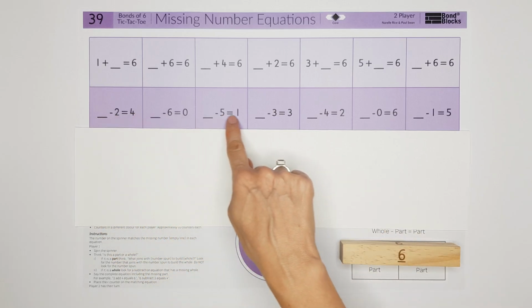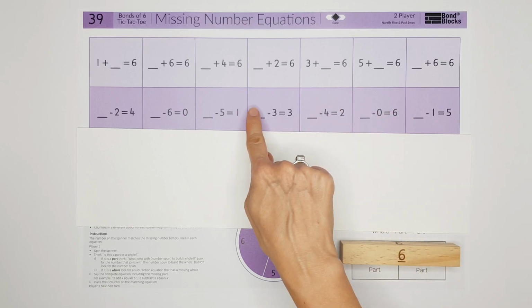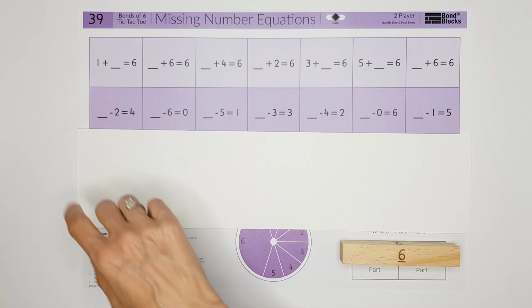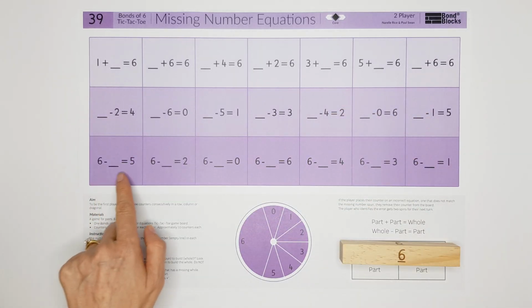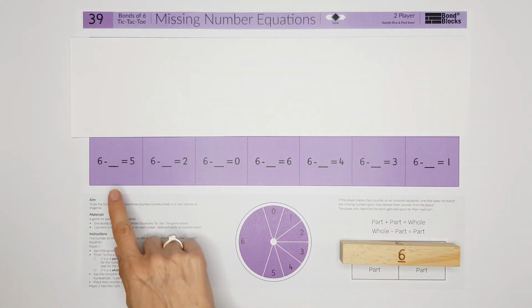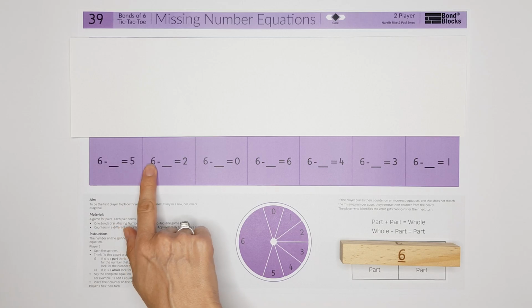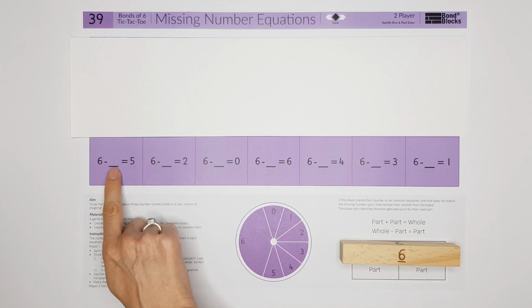And all of the equations on this row are all missing the whole of 6. The final row on the board in the darkest shading are also subtraction equations. They all have the whole of 6, but they are missing a part.